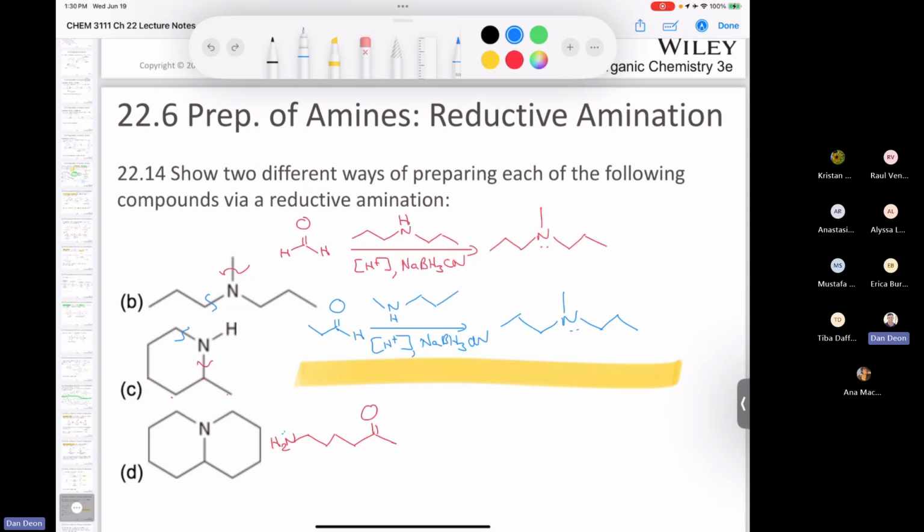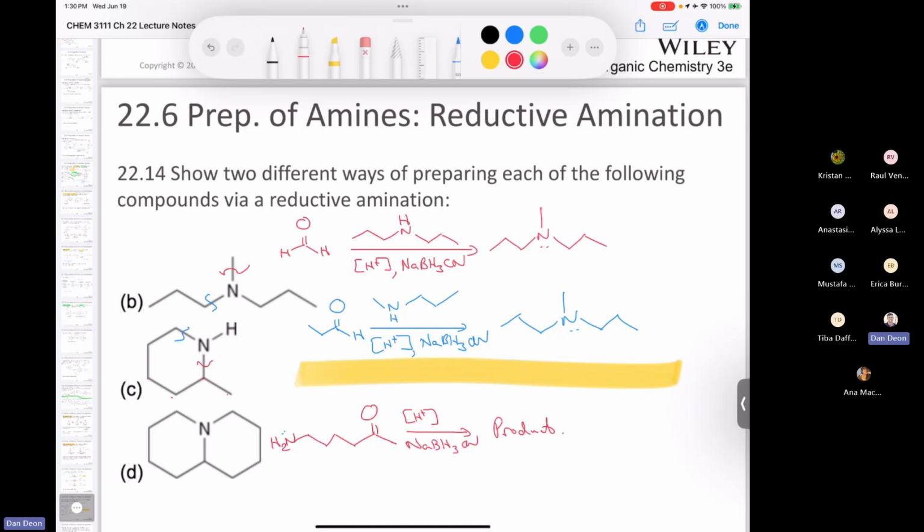So you're going to end up with that 6-membered ring. And so then you would just say, okay, everything is all put in here together. So I just need a catalytic amount of acid and my sodium cyanoborohydride, and that is going to give me the product like that. All right, there you go.